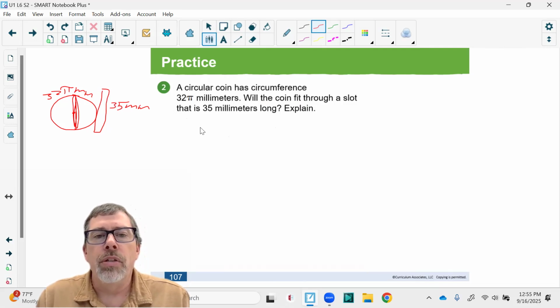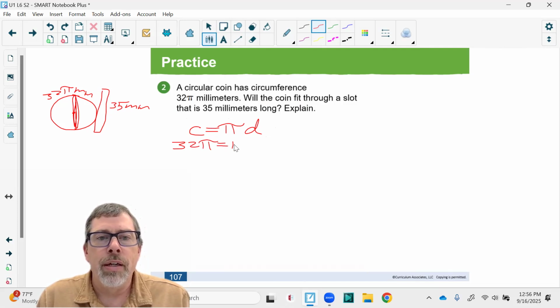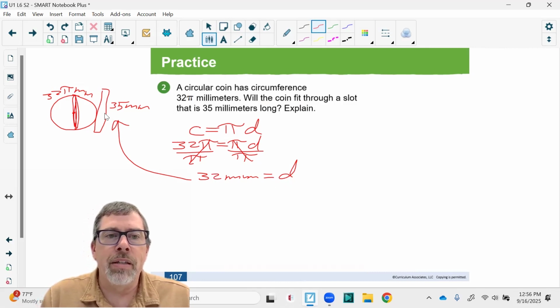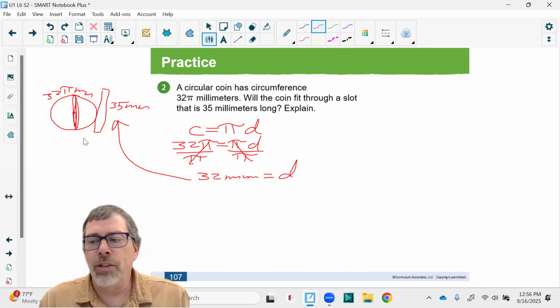So you say C equals pi d. The circumference is 32 pi. So I substitute that in for C, and that equals pi d. To get the diameter by itself, we just divide both sides by pi. These pi's cancel, and I get 32 millimeters equals d. And since 32 is less than 35, then yes, it will go into the slot because the diameter is less than the slot's length. That would be your explanation.